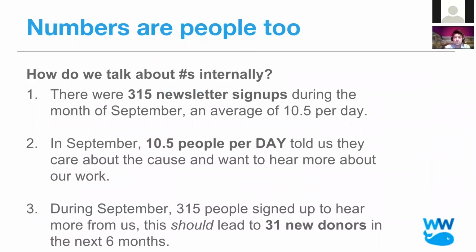So look, in conclusion, it's important to remember that numbers are people too. And this is not just a joke. Literally, this is 3 ways of saying, look, how do we talk about numbers internally? 3 ways of reporting the same thing.